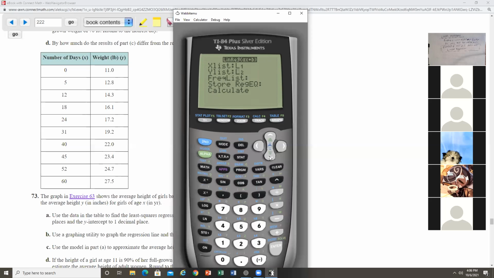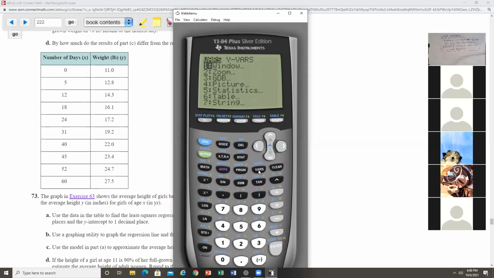All right, next thing I want you to do is scroll down to store regression equation. With your cursor sitting to the right of store regression equation, I want you to hit your vars key, V-A-R-S. Your vars or your variables key is above your TAN button, T-A-N.